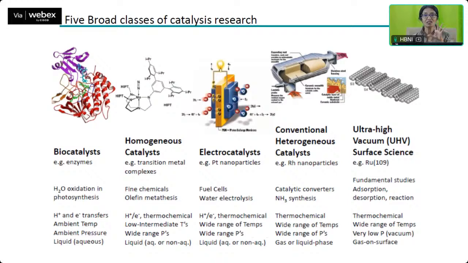Now there are 5 broad classes of catalysis research. One is biocatalysts, which are different enzymes, used for water oxidation and photosynthesis. Then you have homogeneous catalysis, which uses different transition metal complexes, generally to synthesize fine chemicals and for olefin metathesis. Then electrocatalysts, which are platinum nanoparticles, which you will read a lot about in fuel cells and water electrolysis. Then conventional heterogeneous catalysis, which are mostly rhodium nanoparticles, found in catalytic converters and ammonia synthesis. And then ultra high vacuum surface science, for which ruthenium is very important, used for various fundamental studies: adsorption, desorption, reaction. These are the 5 broad classes of catalysis research.